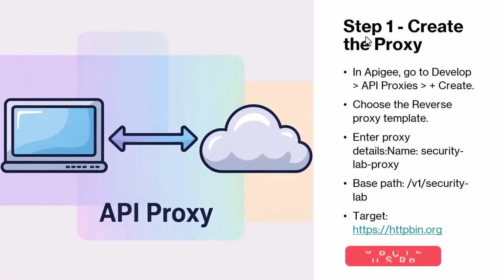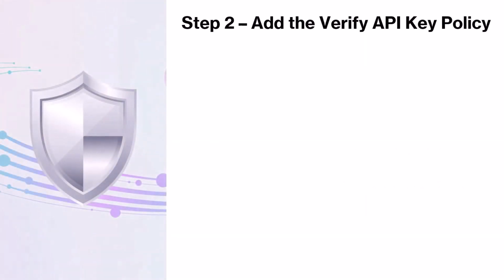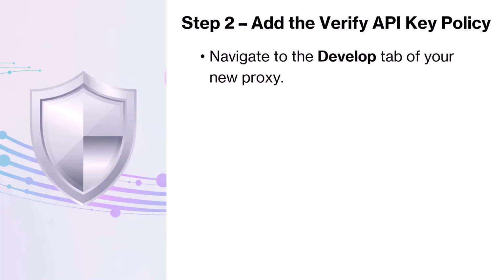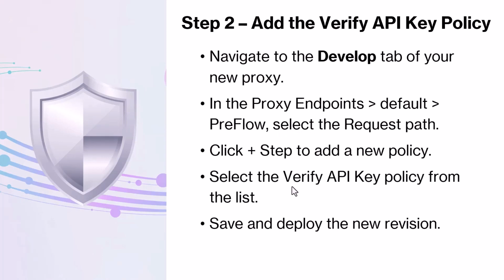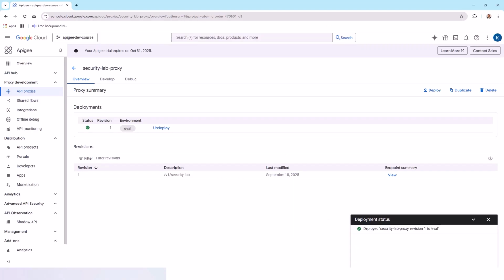We have now done step 1. So create and deploy proxy was the last step in this step 1, and then add the verify API key policy. What's this about? Navigate to the develop tab of your new proxy, and then in the proxy endpoints default pre-flow, we select the request path and click the plus step to add a new policy, and select the verify API key policy from the list, and save and deploy the new revision. So we'll do these steps in practice now. We'll switch over to our Google Cloud Console.